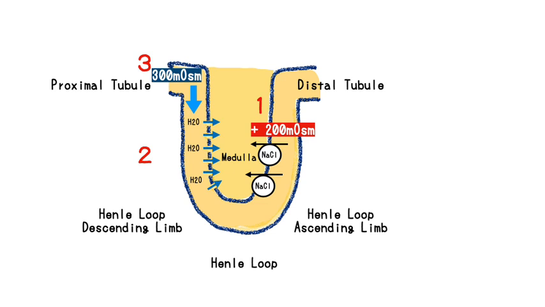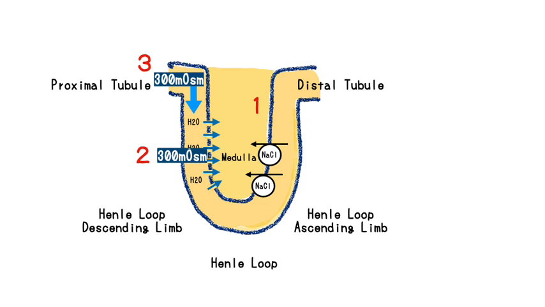Premise number 2. The descending loop of Henle has low permeability for ions and urea, but high permeability for water. Therefore, water molecules easily move due to the difference in osmotic pressure, and the osmotic pressure inside and outside the membrane reaches equilibrium. On the other hand, the ascending limb of Henle's loop is permeable only to ions and not to water. Premise number 3. Raw urine with an osmotic pressure of 300 milliosmoles filtered by the glomerulus constantly flows from the proximal tubule to the distal tubule.